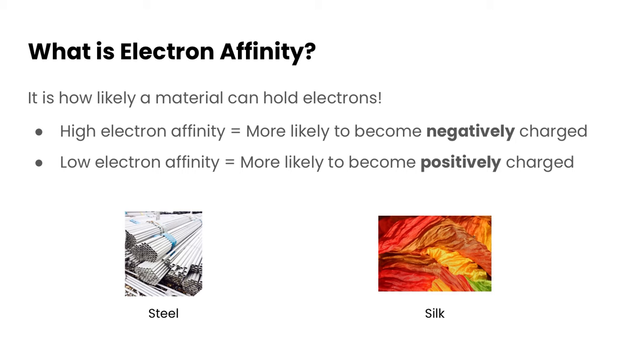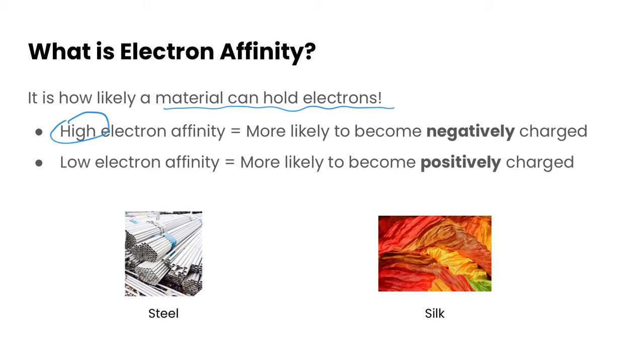So, how do we know what charge a material is going to take? Like, how do we know whether it will be negatively charged or positively charged? What we kind of need in order to be able to figure that out is something called electron affinity. So, what is electron affinity? Well, it's how likely a material is to be able to hold on to its electrons.